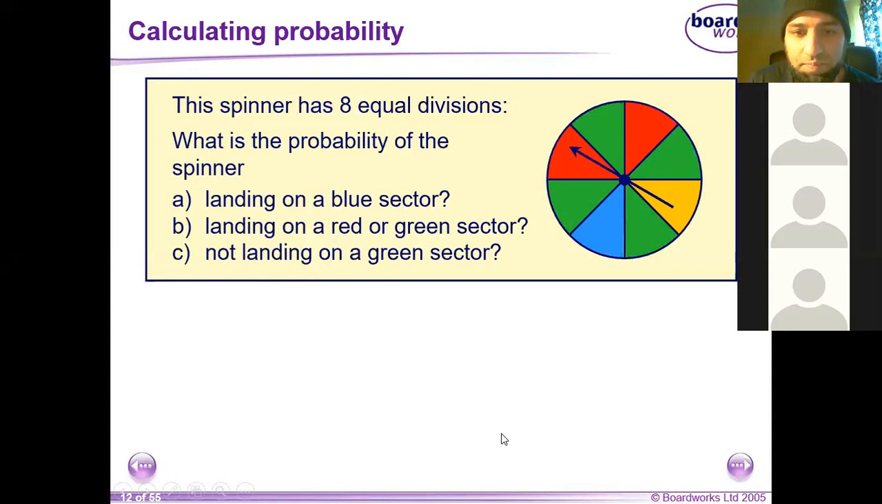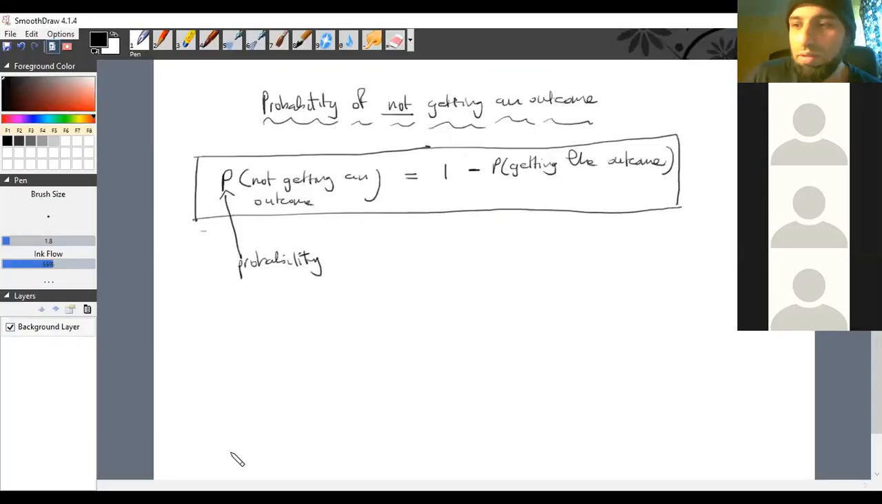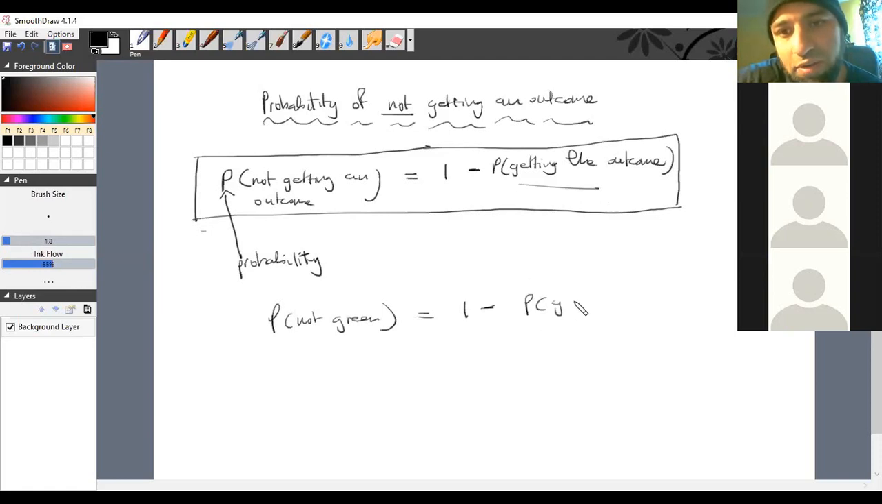So if we look at the formula, the probability of me not getting the outcome is going to be the probability of not green. Can you guys see what I'm writing? It equals 1 minus the probability of getting it, which is the probability of getting green. So now we have 1 minus, what was the probability of getting green? 4 out of 8. If we turn that 1 into a fraction, it becomes 8 over 8 minus 4 over 8. So the answer becomes 4 out of 8.